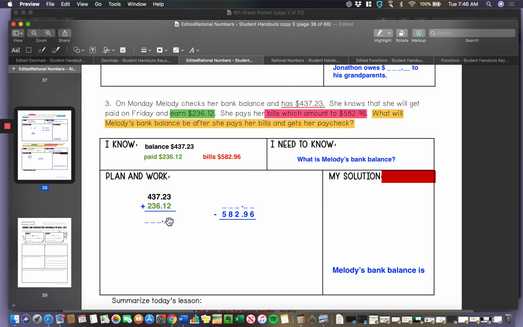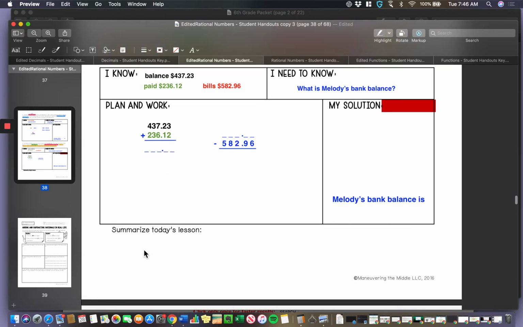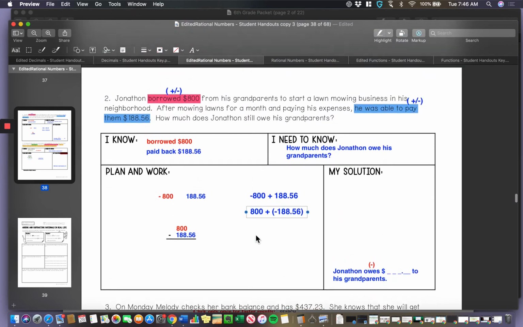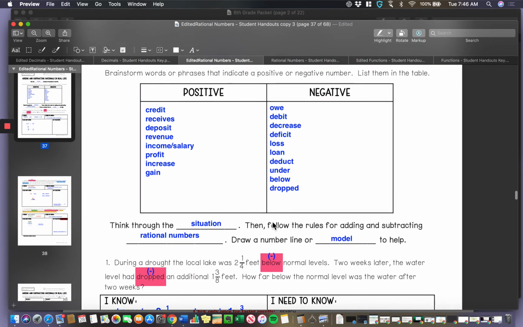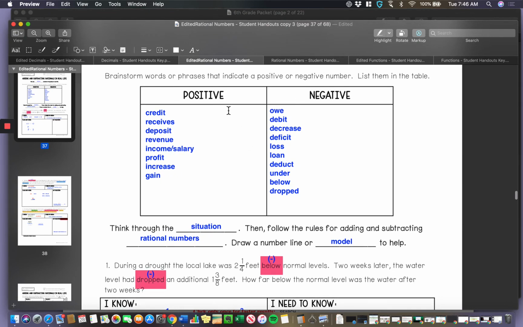All right, and you're going to get an answer right here, and I kind of started that for you, so you know it's a 3-digit positive, so we're going to have something about $100 something. All right, and then whatever you get here, you're going to put here and subtract her bills, and whatever your final answer is will go over here where Melody's bank account is. And to summarize today's lesson, you can always take any of the words from the top or any of this sentence and tell the difference between a negative term and a positive term.